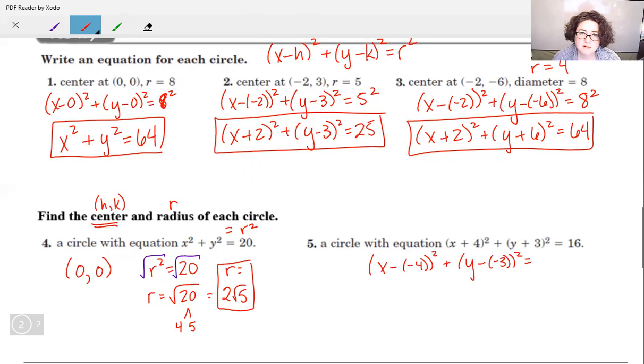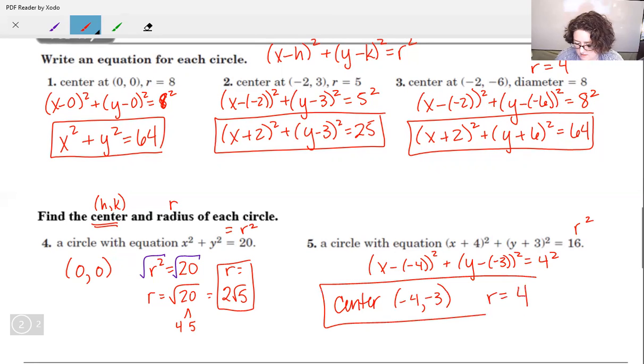And the 16, well, again, if that's r squared, what do you square to make 16? Well, that's a 4, so that's really 4 squared. So that means our center on this one is going to be negative 4, negative 3, and our radius is going to be 4. I actually didn't label the center over here, so let's go ahead and do that.